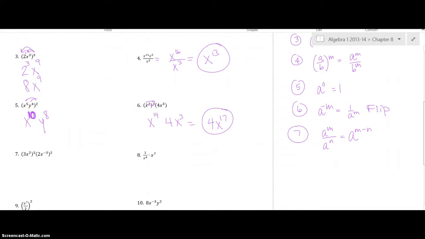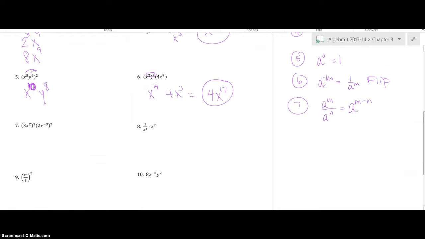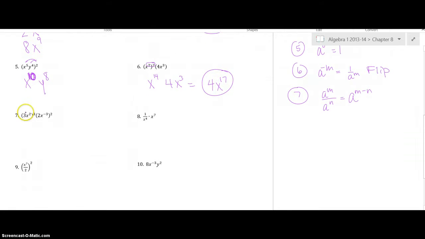Alright, looking at number 7, we will first use rule number 3 and raise everything in the first set of parentheses to the third power. And when we do so, we multiply the exponents. And in the second set of parentheses, we're going to raise everything to the second power. And then we can go ahead and simplify further. So 3 cubed is 3 times 3 times 3, which is 27. 2 squared is 4.